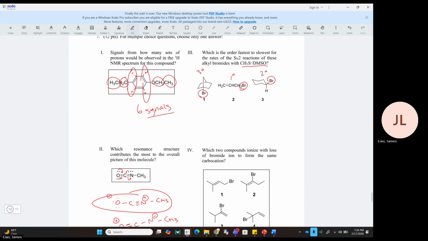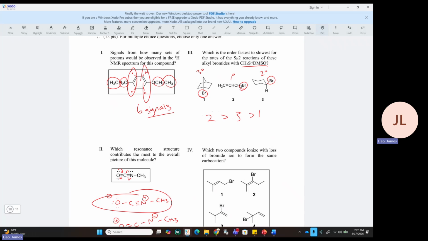Okay. With SN2, we want methyl, then primary, then secondary, and never tertiary. So that means we want 1 as our lowest. Then between these two, we're going to have 3 and then 2. Now, 2 is a big indicator to add to because we have the primary group and it's allylic, so it has more places to react altogether.